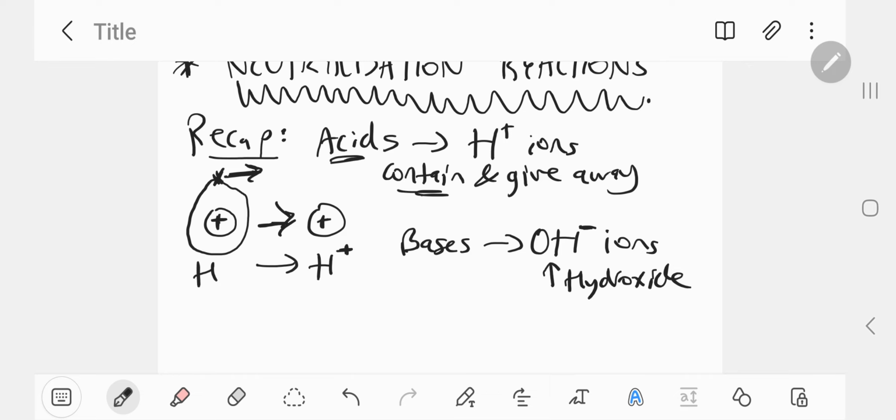So it's an oxygen and hydrogen stuck together. So bases contain and also give away hydroxide ions. It's a very simple idea by definition.